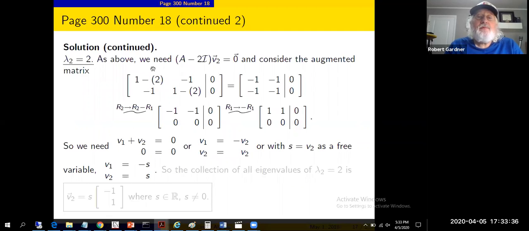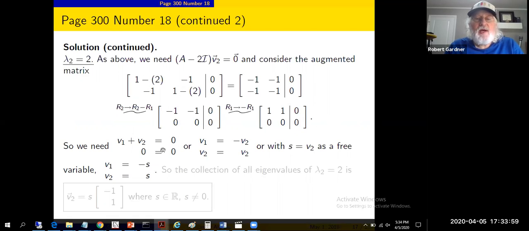Lambda equals 2, system of equations, subtracting 2 along the diagonals. You can always pause the video so we can go through this without quite the same level of gory details. Put it in reduced row echelon form. We'll get something like this. Pivot, free column, better be when you're looking for eigenvectors.